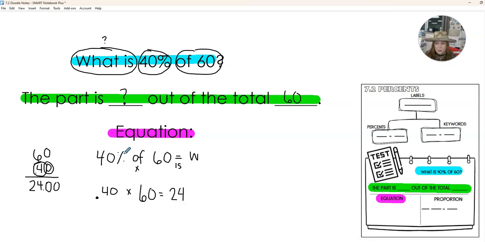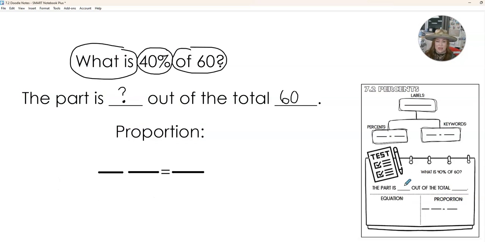So you can set up your equation. That's one way you can solve it. But the equation, right, of means times, is, what is, it's just the equal sign. This is that. So let's try one other way. Let's use the proportion method here.